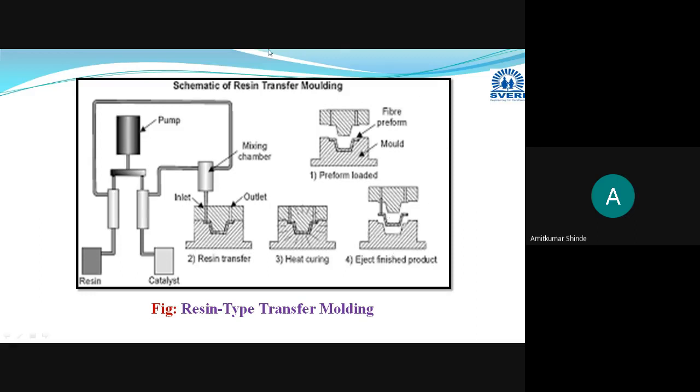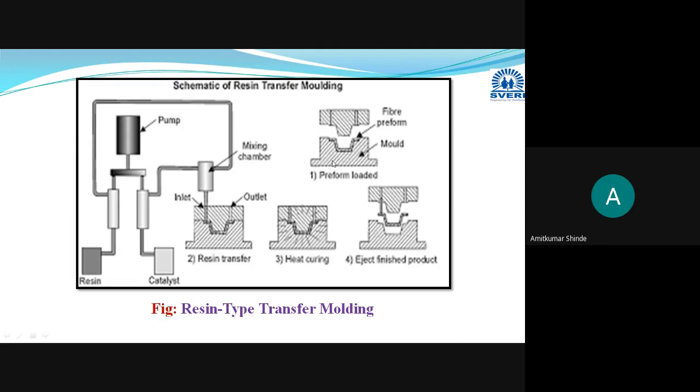In this way, this is the resin transfer molding process, and generally this is used for manufacturing different types of components from composites, which consist of plastic materials. Different products are made with the help of composites, which consist of plastic materials.